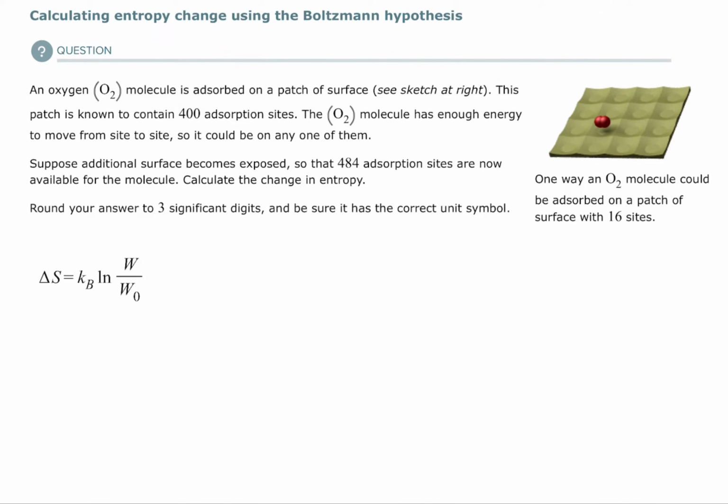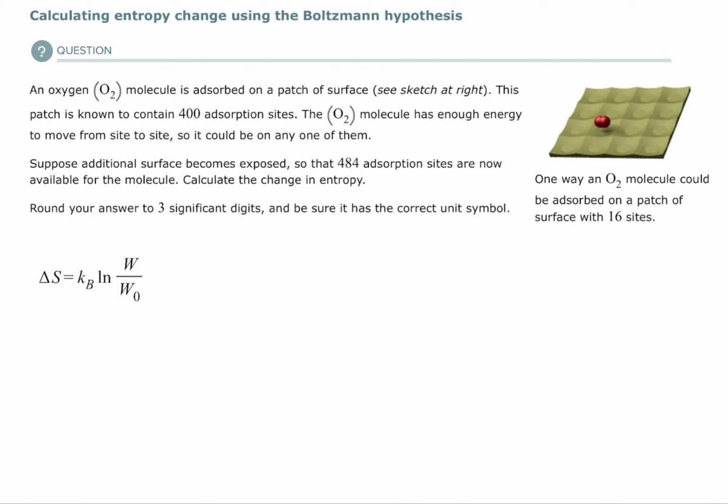Okay, so in this first case, they've given you 400 sites, and then it expands to open up to 484 sites. So let's say you have a crumpled piece of aluminum foil that as it's relaxing and opening up, you have more places that water or gas could attach to. You're changing the amount of places that you could put something. They're asking for the change in entropy.